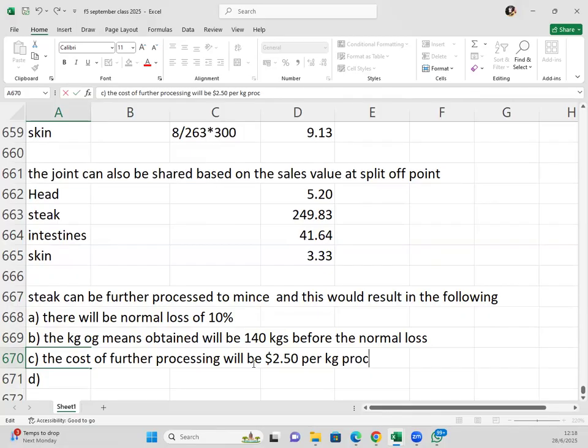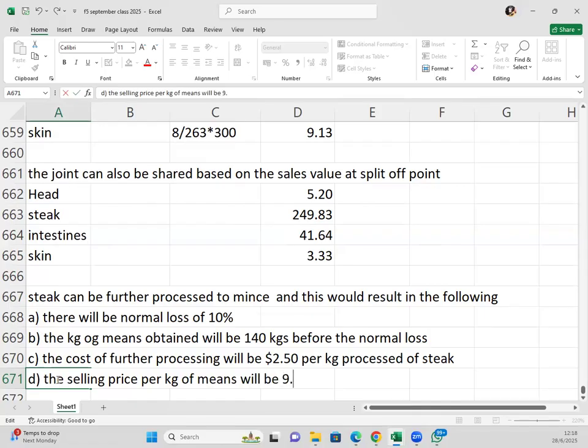Per kg processed. So not $2.50 for, so we can say processed of steak. Per kg processed of steak. Then the last one, the selling price per kg of mince will be $9.80.